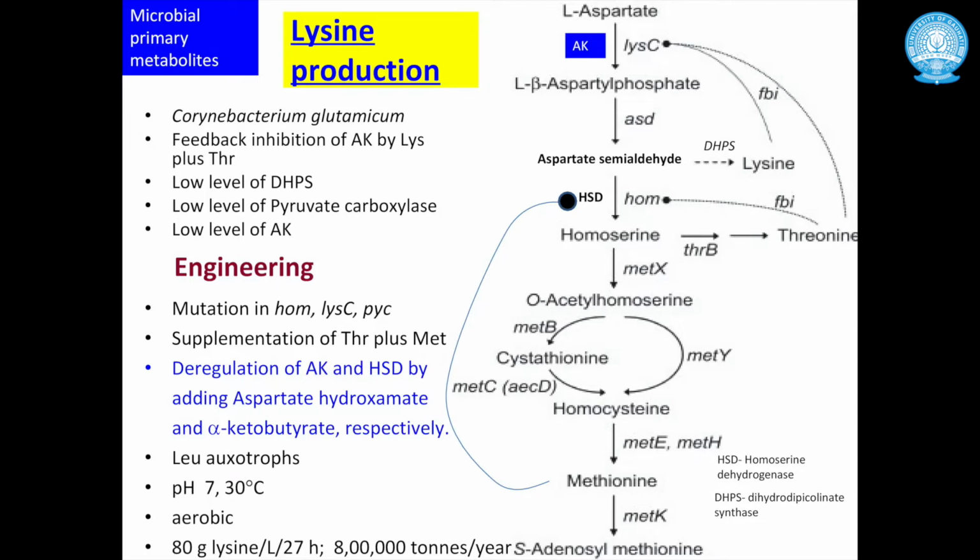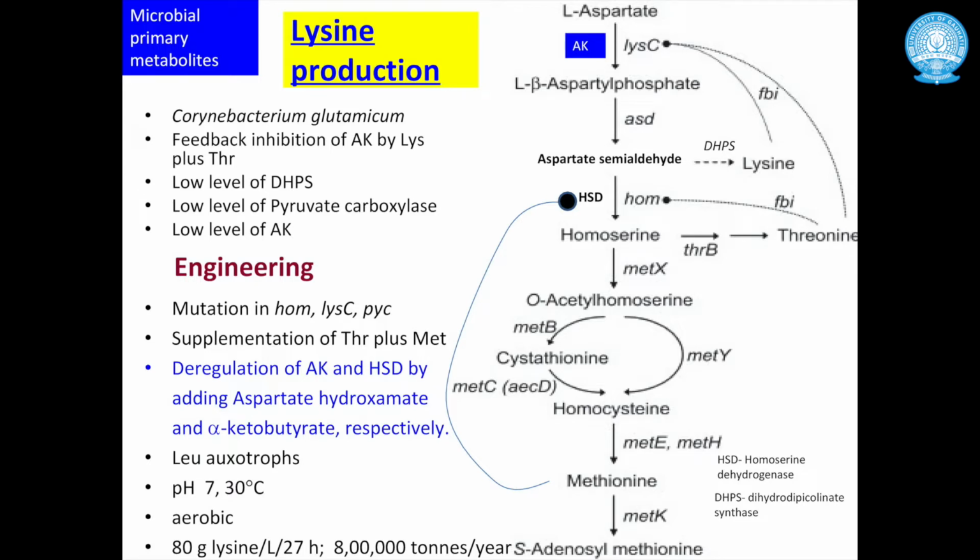How do they deregulate the enzymes? After binding to the allosteric sites of these enzymes, they reduce the affinity of the enzyme to bind to the feedback inhibitors, for example lysine and threonine. So once these inhibitors, namely aspartate hydroxamate for aspartate kinase and alpha ketobutyrate for homoserine dehydrogenase, are bound to the respective allosteric sites, lysine and threonine will no longer be able to bind to these enzymes. Hence, there will be no feedback inhibition induced by lysine and threonine.